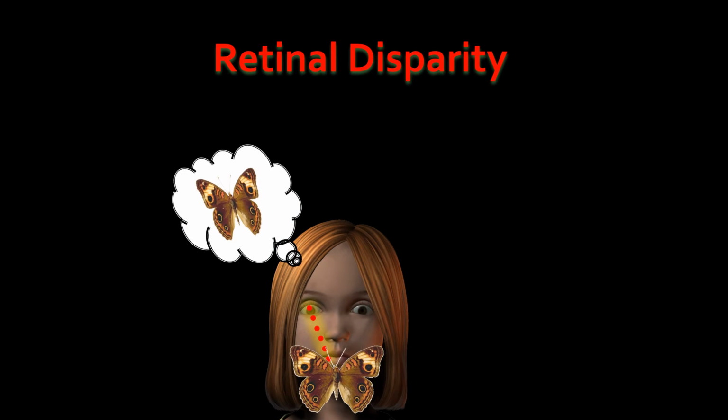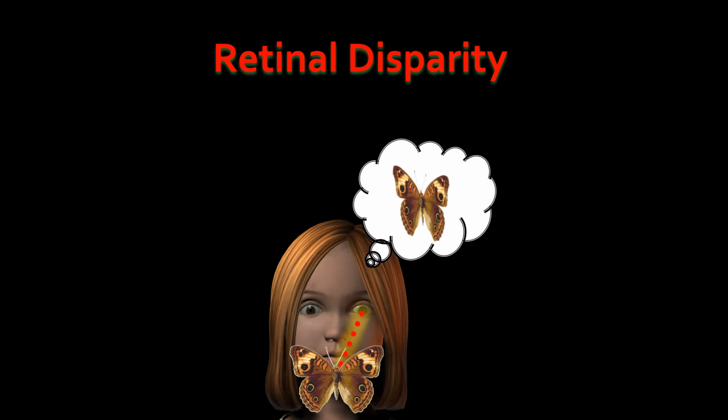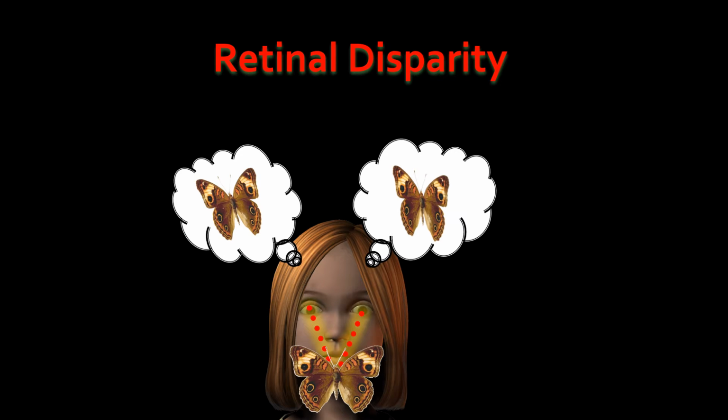The second binocular cue uses the fact that each eye sees an image from a slightly different angle. This difference is called retinal disparity. The brain interprets a larger disparity to mean an object is close, a smaller disparity that it is distant.